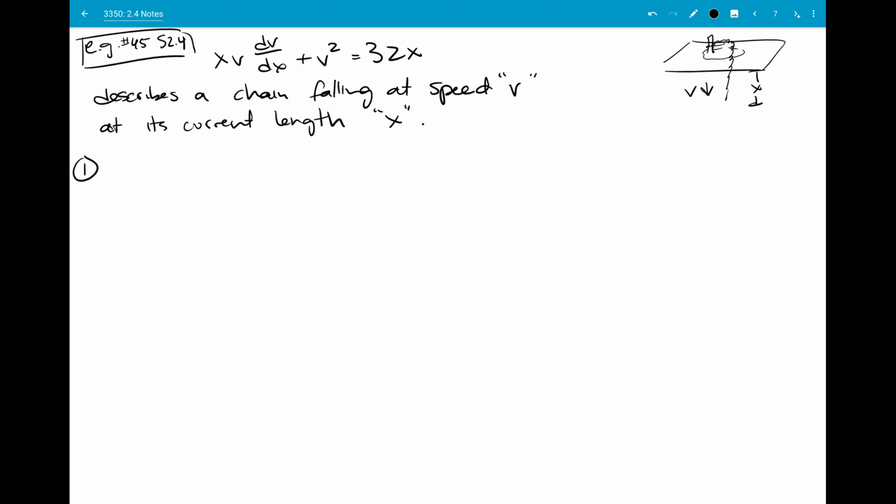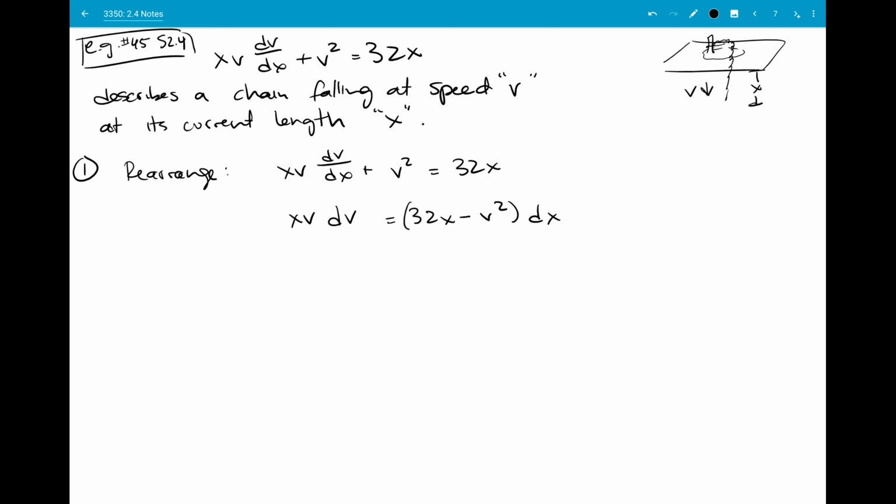So we're going to say step one of this exact equation problem, we have to rearrange it so it looks like an exact equation. So I'm going to rearrange, write that I'm rearranging. And say, okay, I started with xv dv/dx plus v squared is equal to 32x. And then that is the same as xv dv plus, let's say, actually is equal to 32x minus v squared.